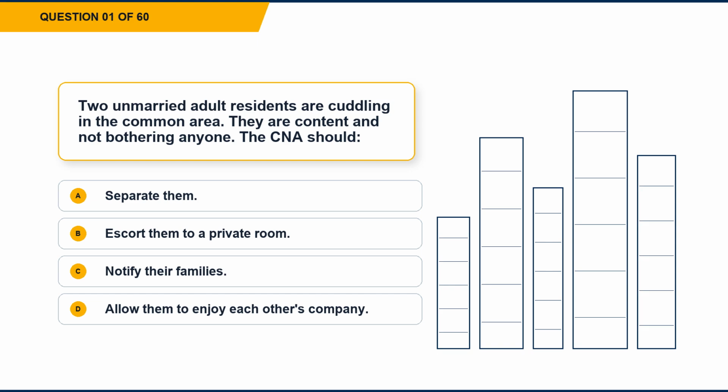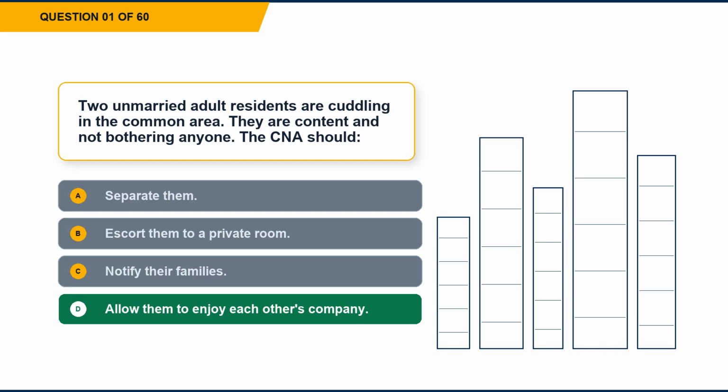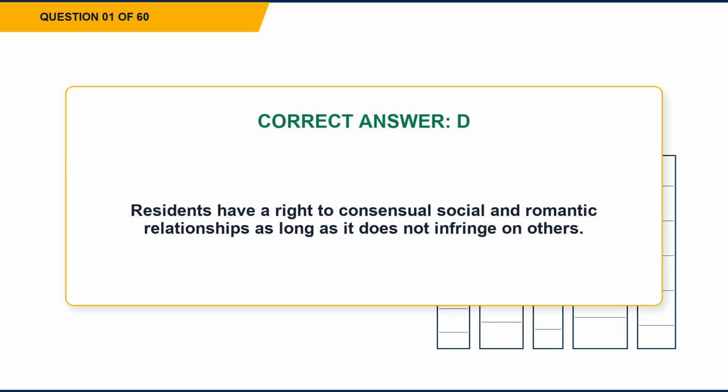Question 1. Two unmarried adult residents are cuddling in the common area. They are content and not bothering anyone. The CNA should: Option A, separate them. Option B, escort them to a private room. Option C, notify their families. Option D, allow them to enjoy each other's company. The correct answer is option D, allow them to enjoy each other's company. Explanation: residents have a right to consensual social and romantic relationships as long as it does not infringe on others.